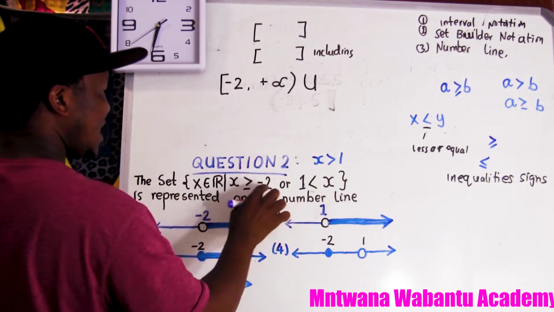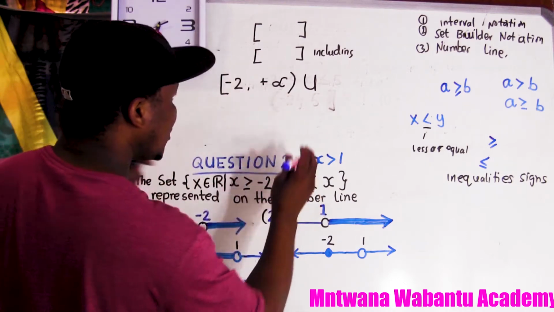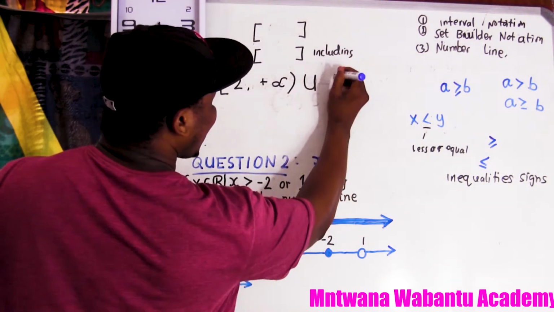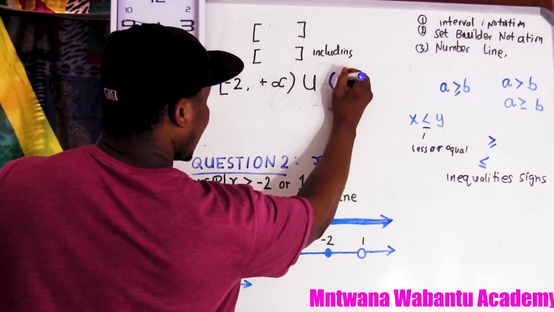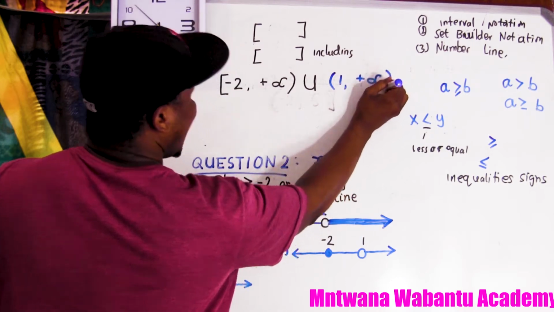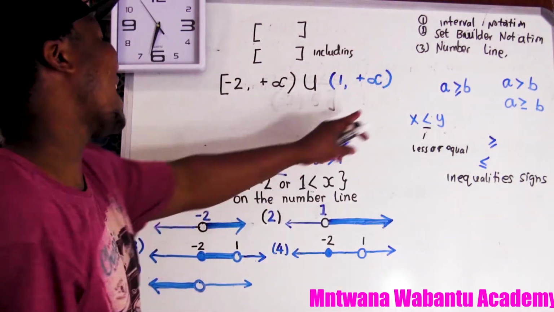So now this, union with X is greater than 1, means it starts from 1 but excluding, all the way to positive infinity, because I don't know where I'm going to stop. And when you say infinity, you don't know where you're going to stop. That's why I exclude it.